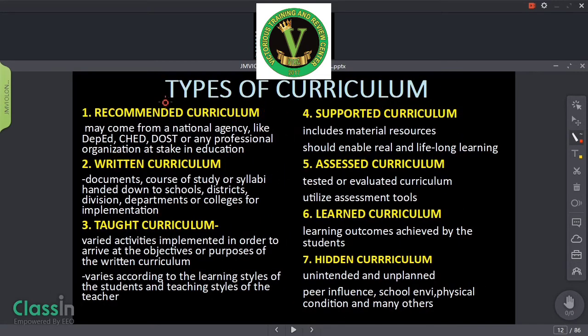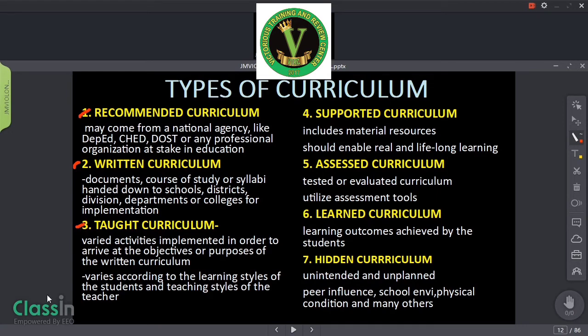Okay, so let's explore the different types of curriculum. One, we have the recommended curriculum, which may come from a national agency like the Department of Education, the Commission on Higher Education, the Department of Science and Technology, or any professional organization with a stake in education. The second is the written curriculum: documents, courses of study, or syllabi handed down to schools, districts, divisions, departments, or colleges for implementation.